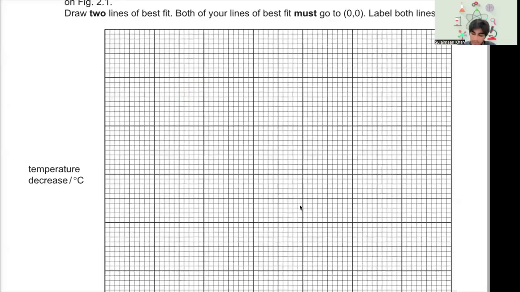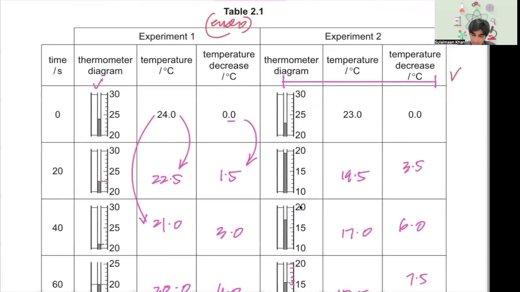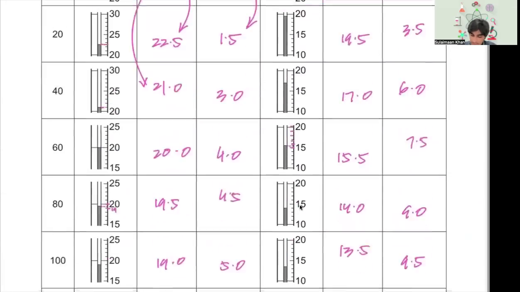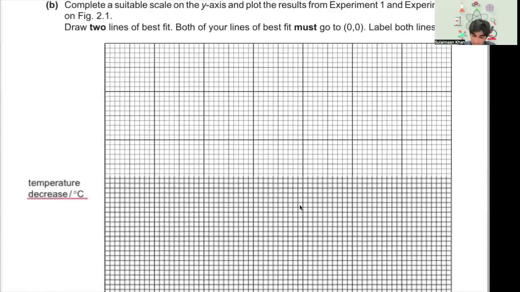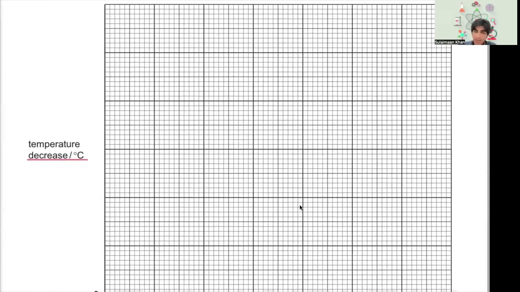Let's draw it. So here we have temperature decrease, and on the x-axis we have time. What is the maximum temperature decrease that we have? Experiment 1, 2, that's 10. So I have to select a scale that would go till 10. I have to cover 75% of the graph with 10. If I take a difference of 1 between these boxes, I'll only end up till 6. But I don't need 6. I need to go till 10. So I'll take a difference of 2. 2, 4, 6, 8, 10.